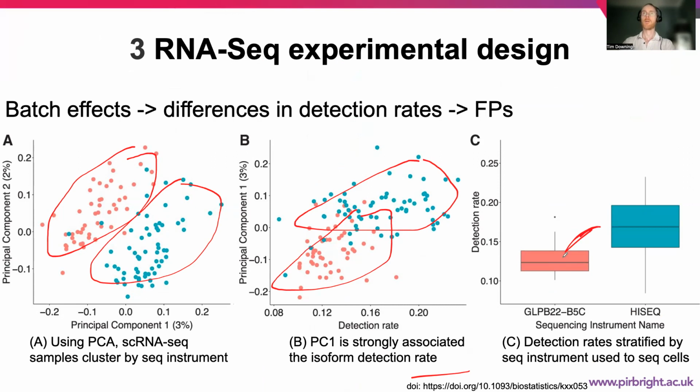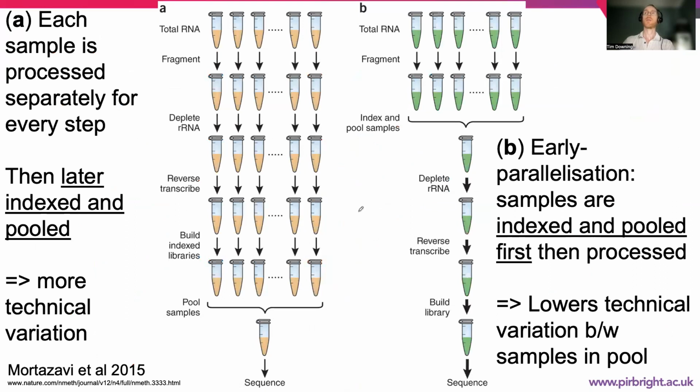So one consideration is to pool samples where possible. If we take our samples through a pipeline here, we have our total RNA, we fragment it, deplete the ribosomal RNA, reverse transcribe to get cDNA, build our index libraries, and we have them all separate. We can create more technical variation here when we pool the samples at the very end. If possible, we can take our RNA, fragment it, pool the indexed samples together, and do these steps together for the same samples. That will reduce the technical variation associated with our experiment, because we'll reduce the differences between different samples that are caused by the differential treatment here.